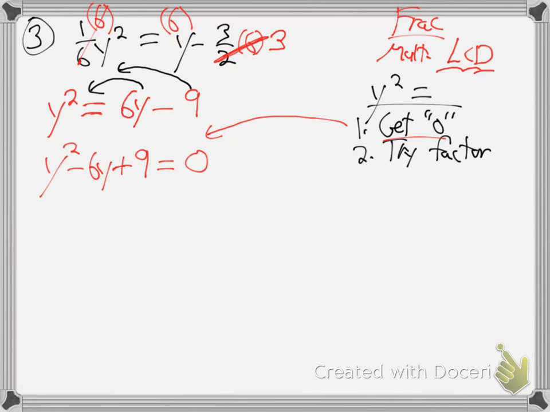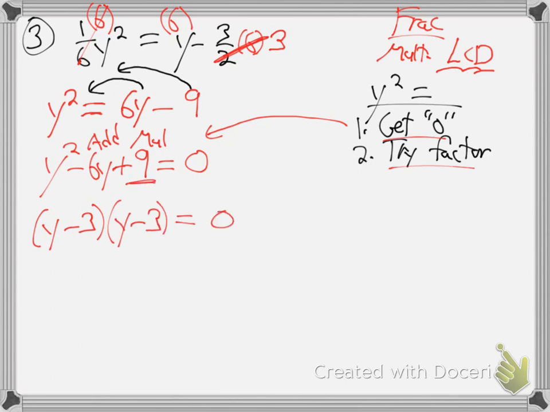So now you can try to factor. That one actually factors pretty easily, huh? Multiply, add, it'd be y minus 3, y minus 3. 2 negative 3's multiplied to be plus 9, add to be minus 6. Right? If you did the diamond thing there, that's what I just did. Multiply to be plus 9, add to be minus 6, minus 3 and minus 3, add to be minus 6, multiply to be plus 9.